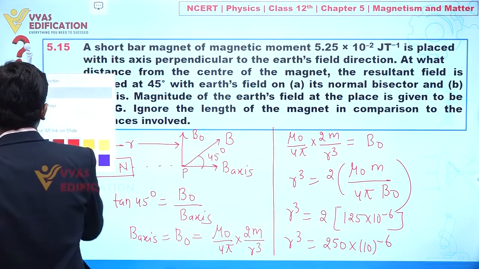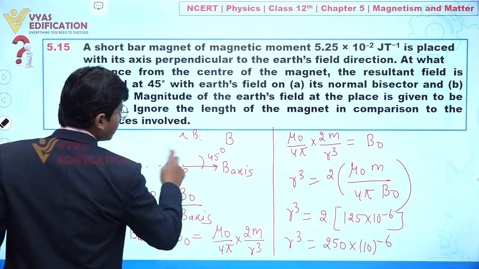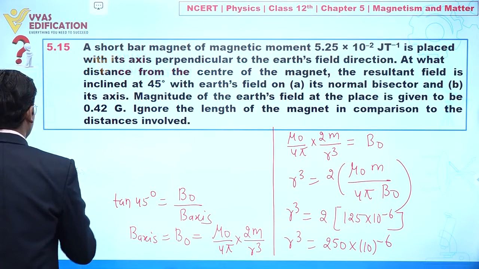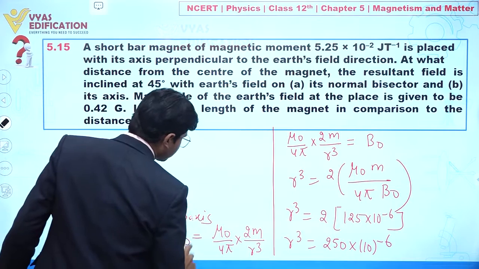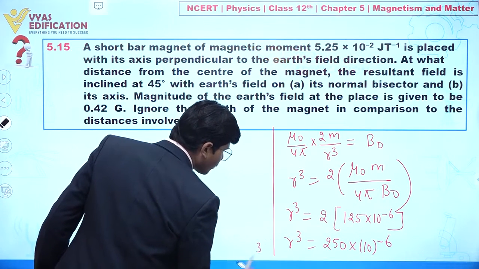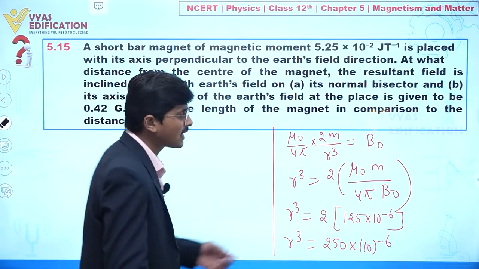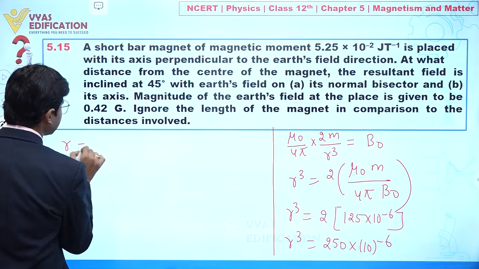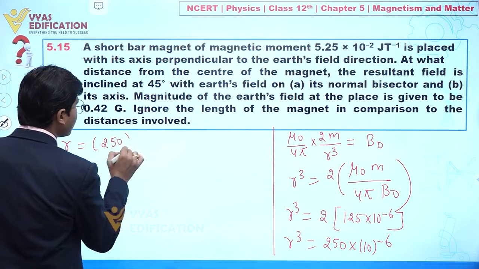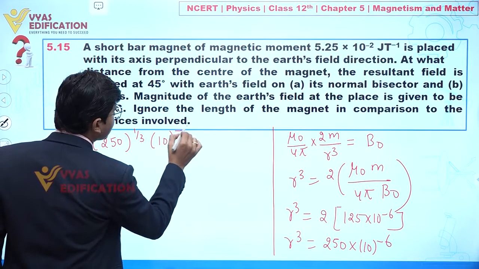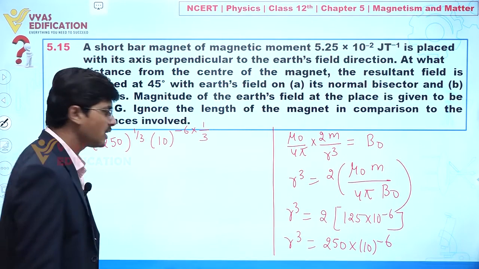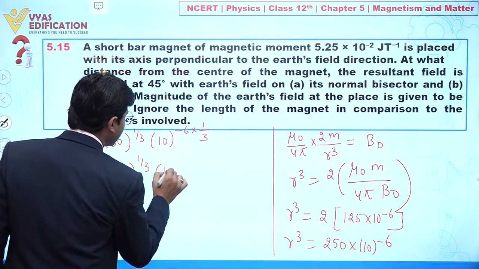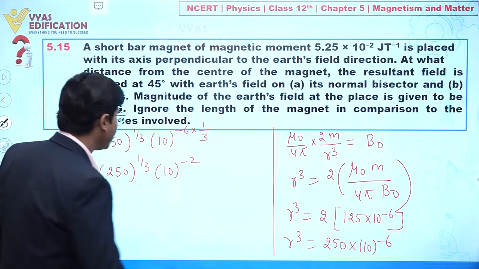Yes, so the value of small r is given by 250 to the power 1 by 3 multiplied with 10 to the power minus 2, clear. So the value of R is equal to 250 power 1 by 3 and 10 to the power minus 6 multiplied by 1 by 3, clear. So from here R is given by 250 power 1 by 3 and 10 to the power minus 2, clear, and this is in meter.